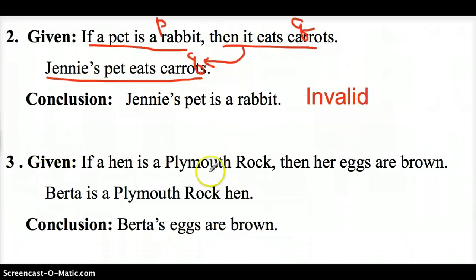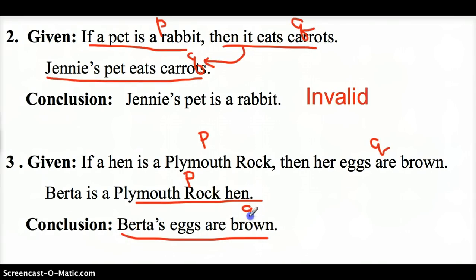Let's look at example number 3. If a hen is a Plymouth Rock, so this would be my P, then her eggs are brown, that would be my Q. Berta is a Plymouth Rock hen. Okay, so that is the P. So once again, I'm thinking detachment because I have a P, Q, and then I'm having P again.